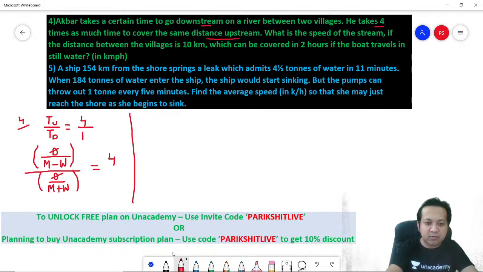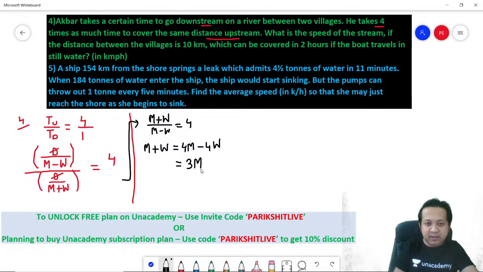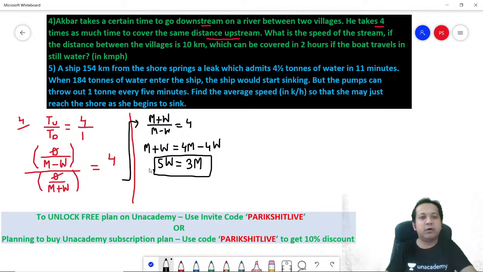So can you simplify it further? So m plus w will go up, divided by m minus w is equal to 4. Please cross multiply. M plus w is equal to 4m minus 4w. Correct? Or 3m is equal to 5w. This is the relation that you have got.